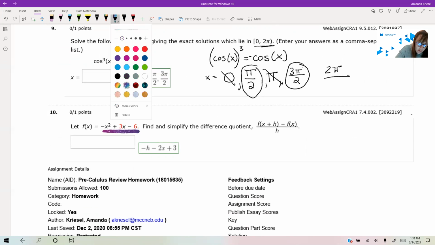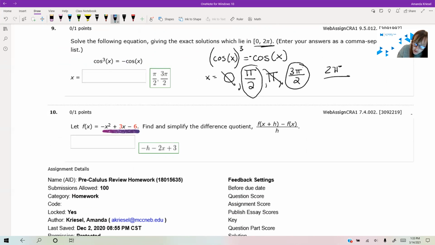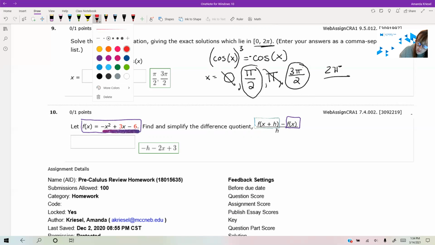The things that are interesting: I have this point, f of x plus h. I'm not given that. I have f of x, which we are given. This is our f of x right here. And then the last thing is we have h, and we're given h.